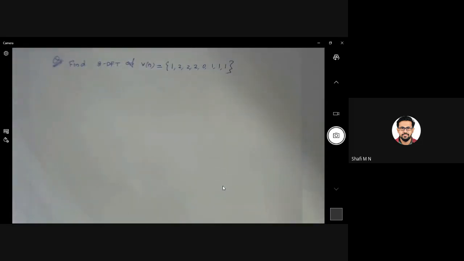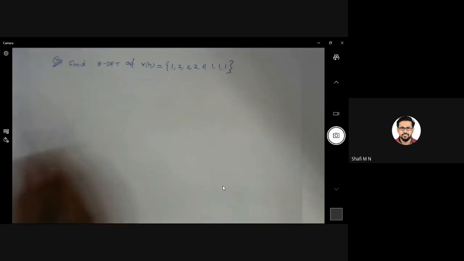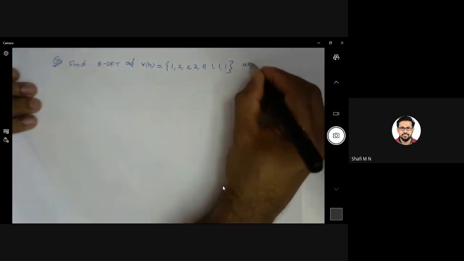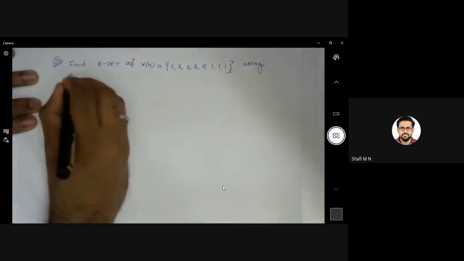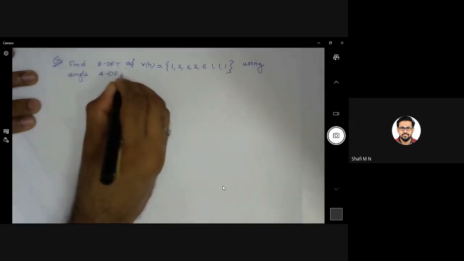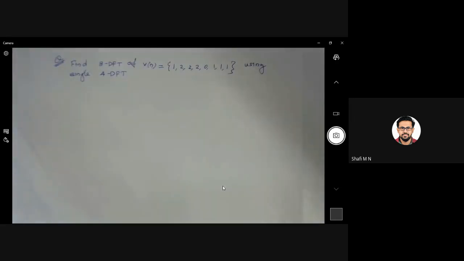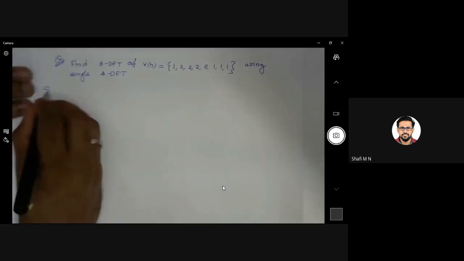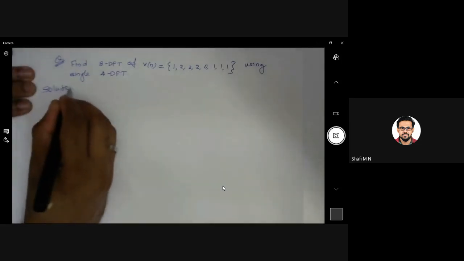Okay, this is your sequence. So you have to find the 8-point DFT. It's a plain question, but the restriction is that you have to perform this using a single 4-point DFT. Single 4-point DFT. Once the word single comes in, it becomes complicated again. Okay, so let's see how to solve this.